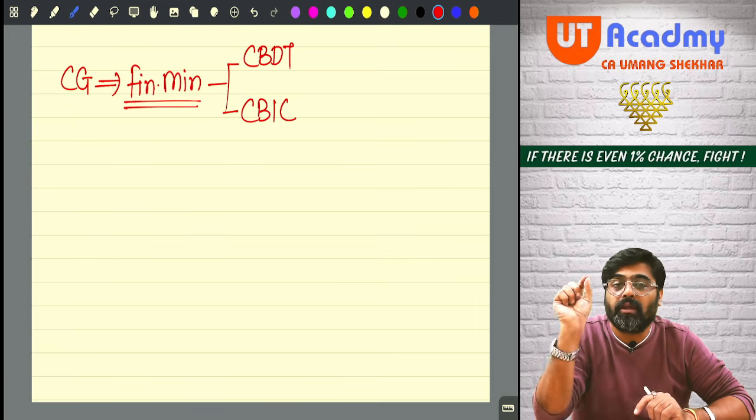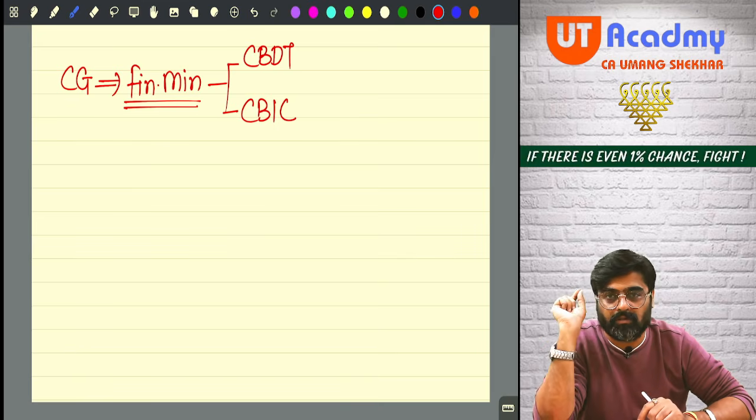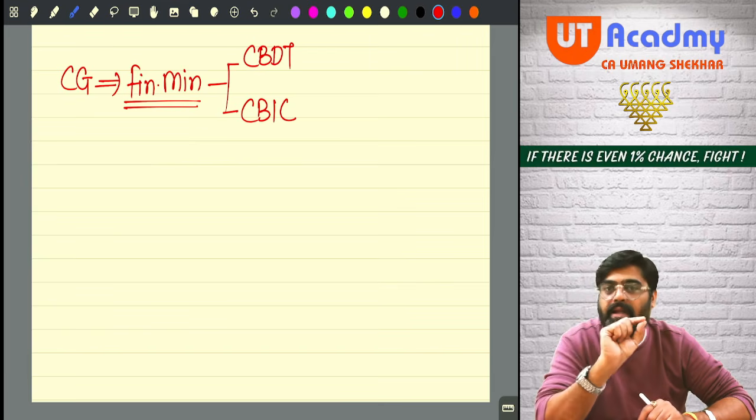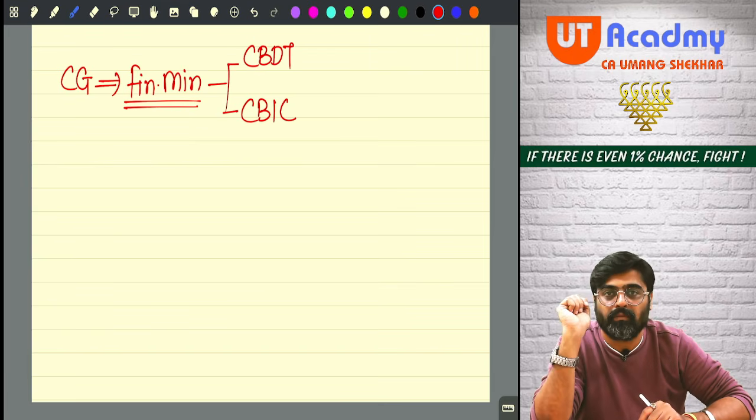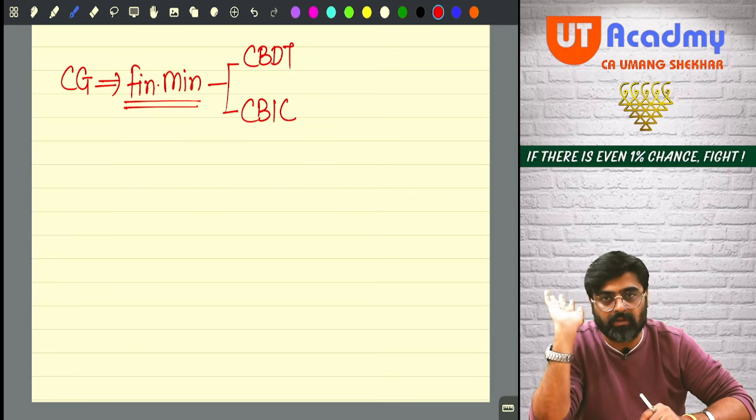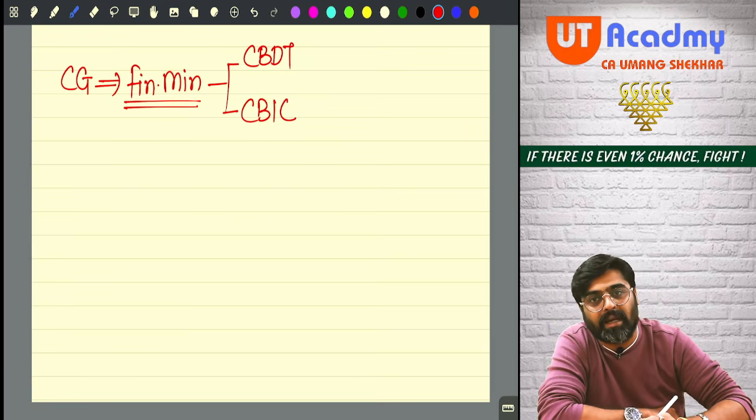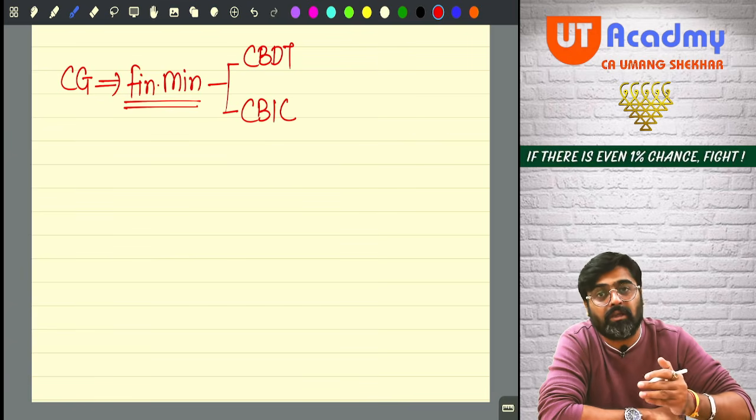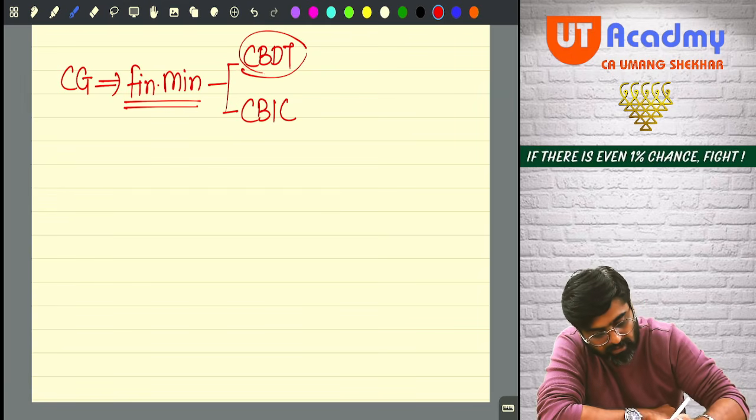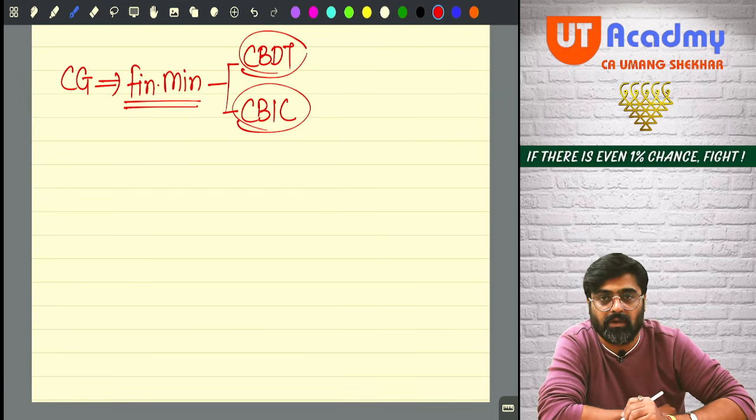CBDT full form is Central Board of Direct Taxes and CBIC full form is Central Board of Indirect Taxes and Customs. CBDT means Central Board of Direct Taxes. Now, what has the finance ministry done? The finance ministry has delegated the power to CBDT as well as CBIC.